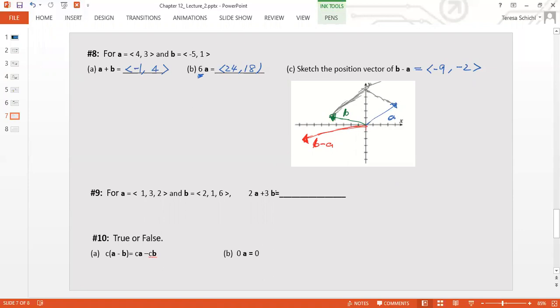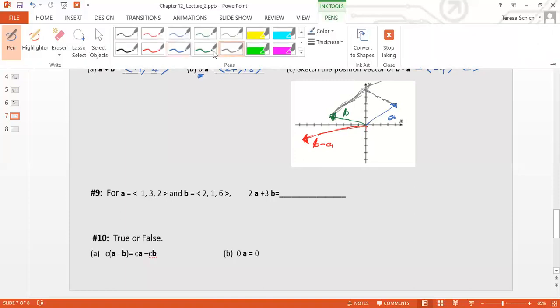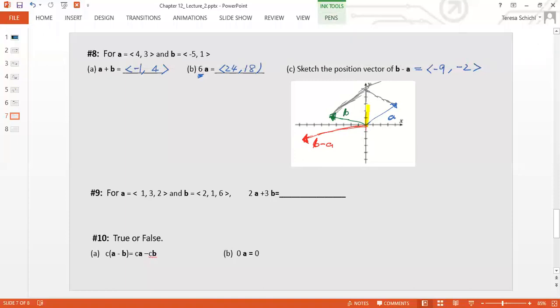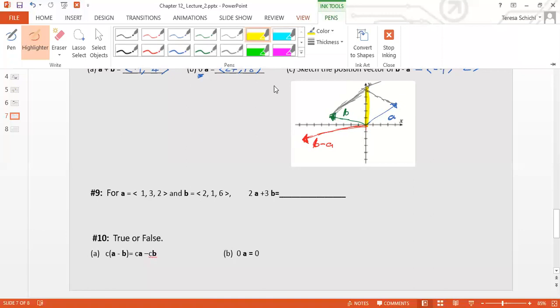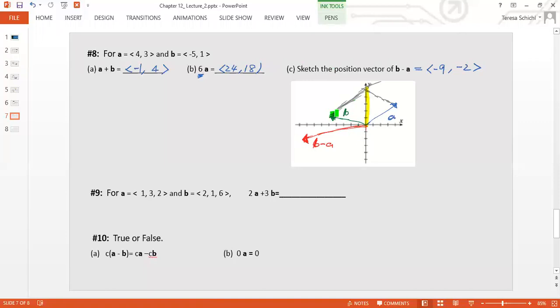All right, so this is the parallelogram, right? So your adding will be this diagonal, from here to here, when you add this. Now when you're subtracting, it will be the other diagonal. So that means it will be this diagonal here, right?